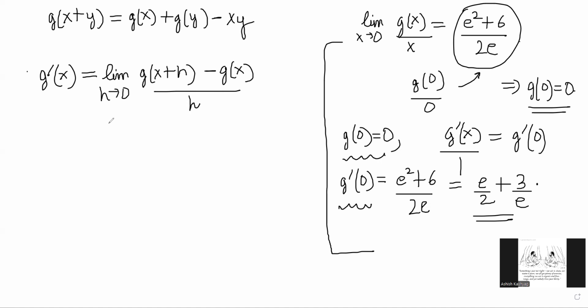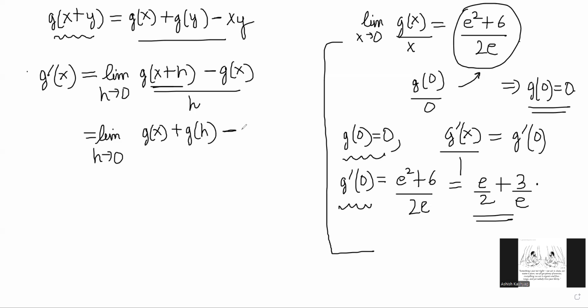So what we can do here is we can use this condition, g of x plus y is given as this, right? So limit h tends to 0, g of x plus h will become what? g of x plus g of h minus xh minus g of x by h, right?